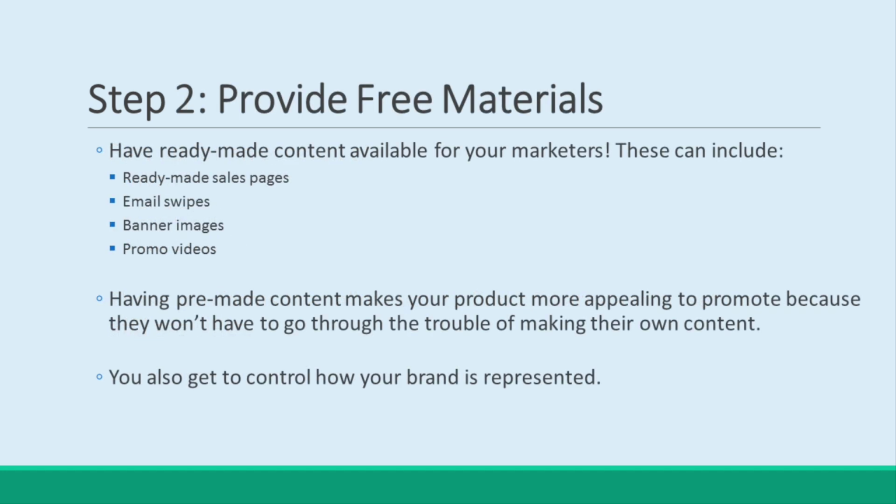Step 2. Provide free materials. This might mean that you give away ready-made sales pages, or it might mean that you provide email swipes, or both. Either way, if you create some ready-made materials for your affiliates, then you save them work and thereby make your product all the more appealing to promote. Of course, this also means you'll gain more control over the way that your affiliates are representing your brand, and hopefully helping them to make even more sales. That's what we call a win-win.